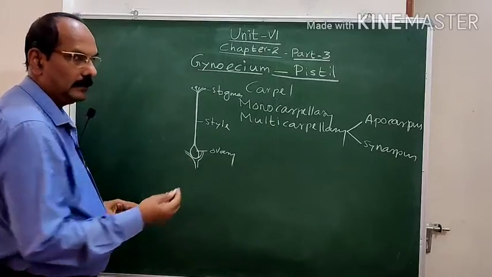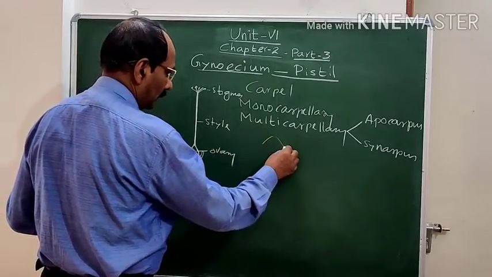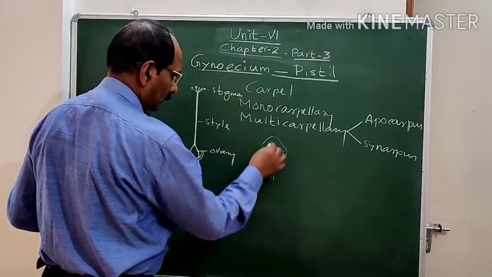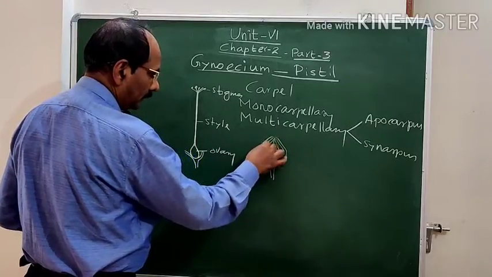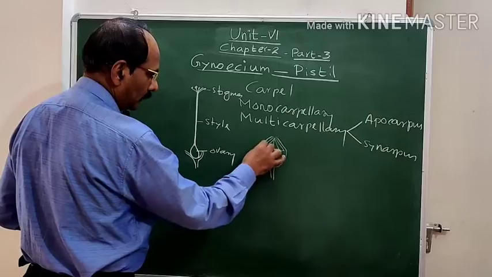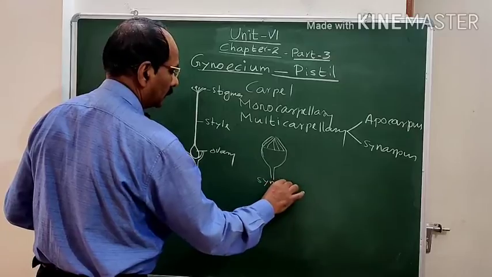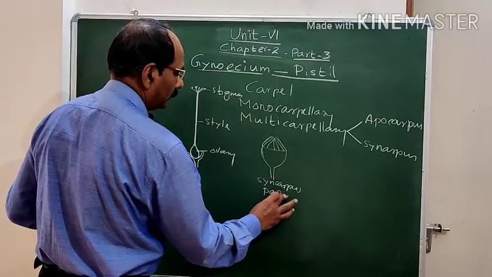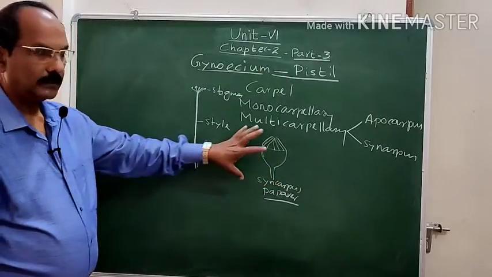In the multicarpellary condition, a very good example is Papaver. In Papaver, see how the carpels are arranged. Here, this is the stigma. All these are stigmas, and the styles are present inside. All the styles and carpels fuse with each other and form a single, united structure. So this is a good example of the syncarpous condition. Example: Papaver somniferum. All these are fused together, forming a single mass.